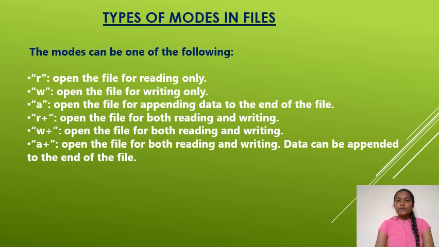There are various types of modes in a file, of which there are 6 types. One is "r" for only reading the data, and "w" for opening a file and writing only, "a" which represents appending the data to the end of the file, and "r+" which opens the file for both reading and writing, and "w+" for opening the file for both reading and writing, and "a+" is also used for opening the file for both reading and writing, and data can be appended to the end of the file.